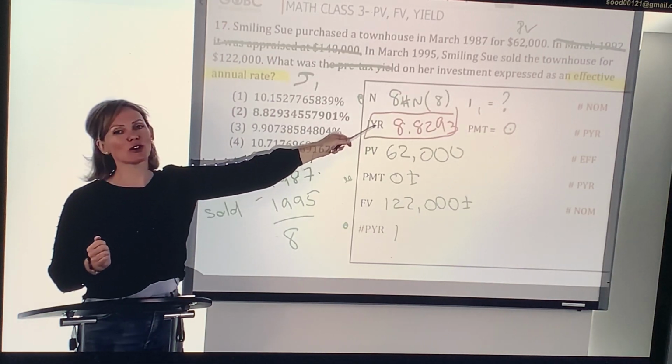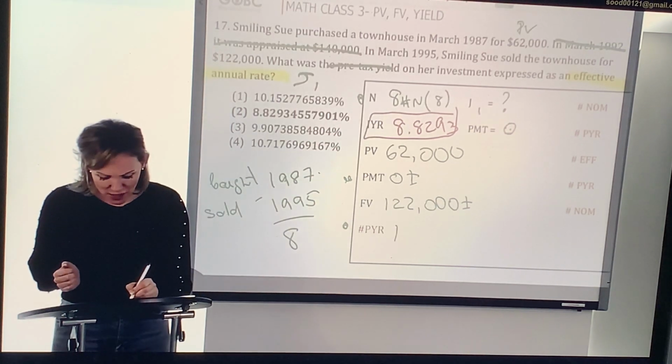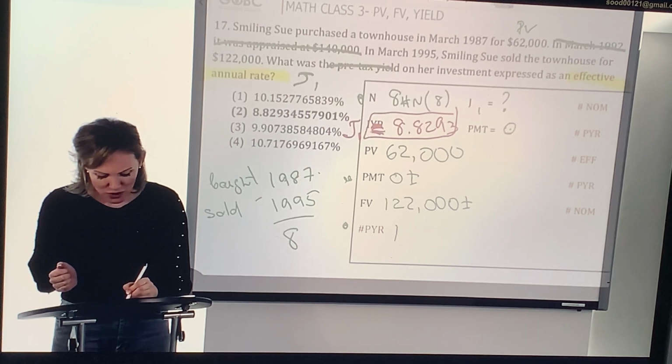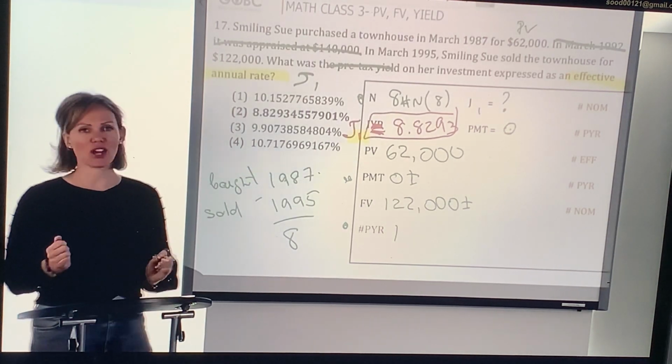But how do you know if it's J1? Look back at your PYR. If your PYR is 1, that is a J. So that is a J1 that equals 8.83. So that is a J1. But how do you double check? How do you double check on this? What do you do in your calculator?